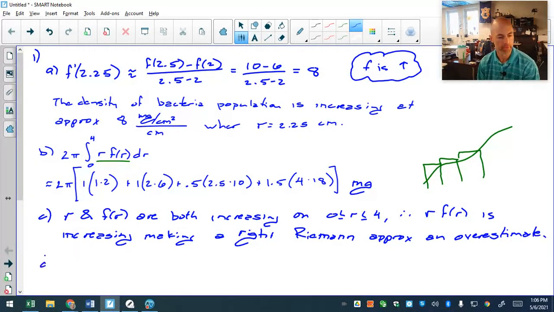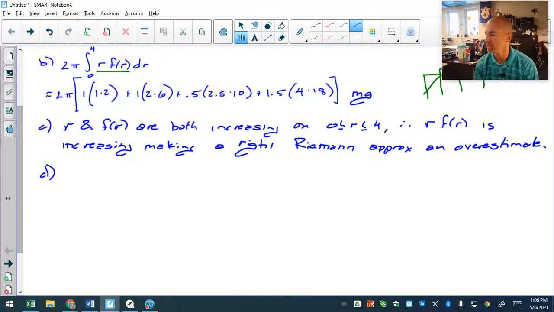There we go. And then part D: the density of bacteria in the Petri dish for 1 to 4 is modeled by this function g. So now they introduce a function g. They say, for what value of k is g of k equal to the average value of g of r. So the average value of g of r on 1 to 4, that part is going to be easy: 1 over 4 minus 1, integral 1 to 4 of g of r. So I'm going to find the average value.